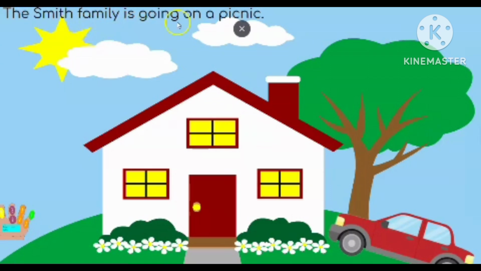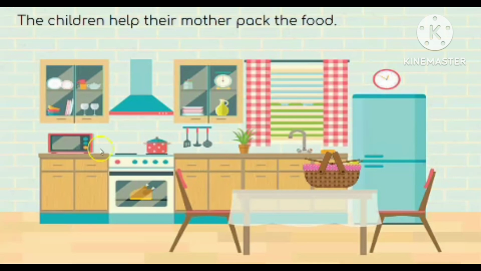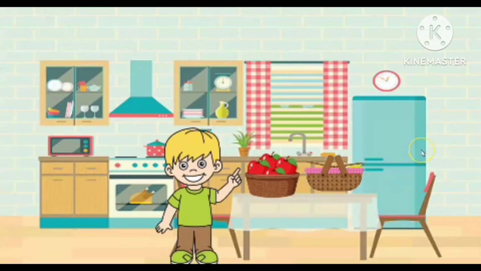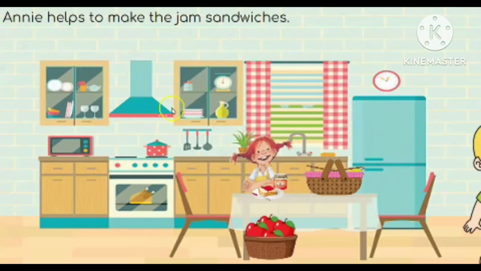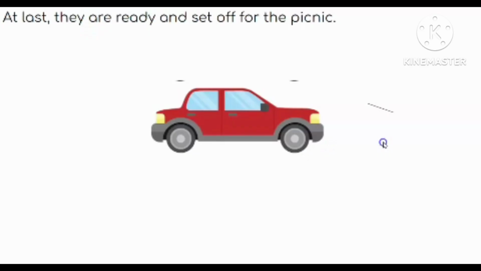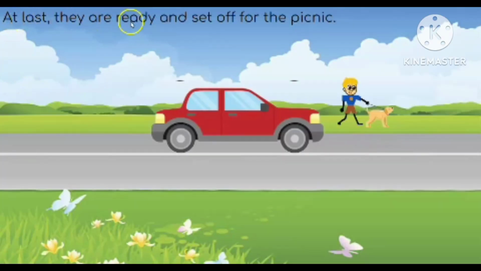The Smith family is going on a picnic. The children help their mother pack the food. What do I see in this picture? A boy pointing at apples. Adam packs the apples. This girl, she looks like she's making bread, and that looks like jam. I see the apples. I see the picnic basket. Annie helps to make the jam sandwiches. At last, they are ready and set off for the picnic. Who do they see there? That looks like Sam and Samson on their way to the pond.